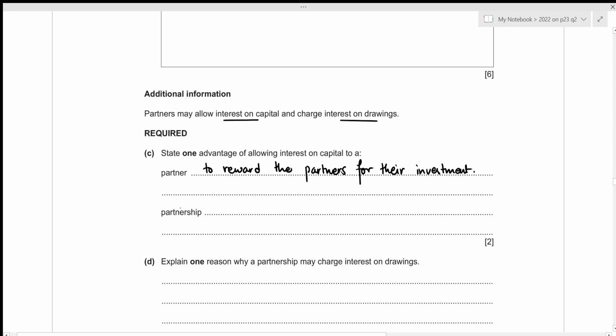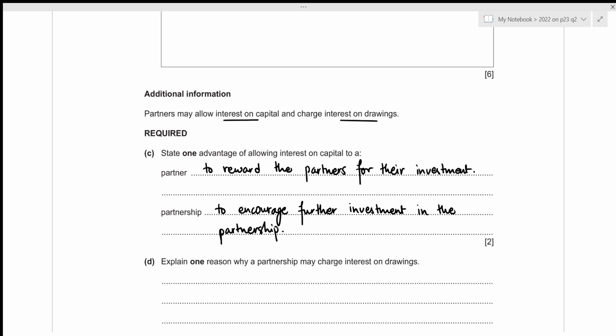Next, we need to write an advantage for partnership. So when partnership provides a reward to partners, they might be motivated or be encouraged to further invest in the partnership. Let's write it down. To encourage further investment in the partnership. This concludes the third part. We can now move towards the fourth one.